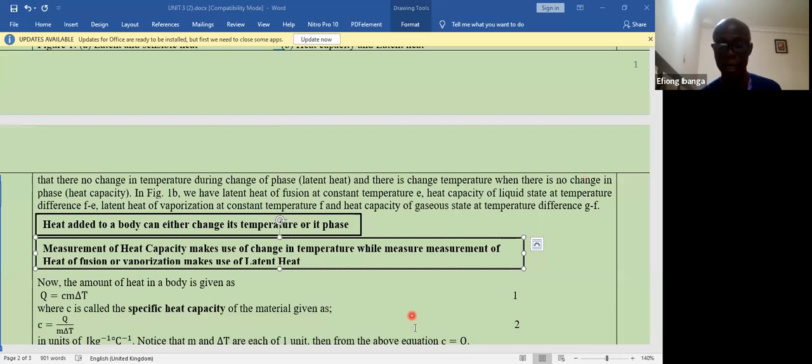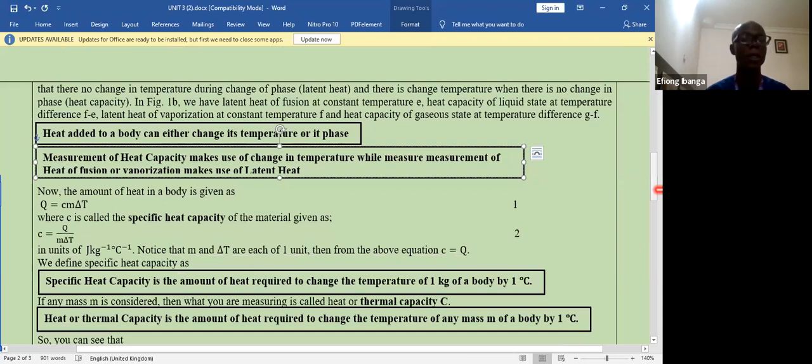So these diagrams have not been drawn, but I've drawn them just to create a picture that will make the concept rest in your mind. Now, the amount of heat in a body, we have already said, is Q, which is directly proportional to M and change in temperature, with C as the specific heat capacity of the material, so that C is equal to Q over M delta T. The unit is joule per kilogram per Kelvin. At the end of this, I'm going to ask you a very simple question based on what you have in your course material and ask you to discuss with me.